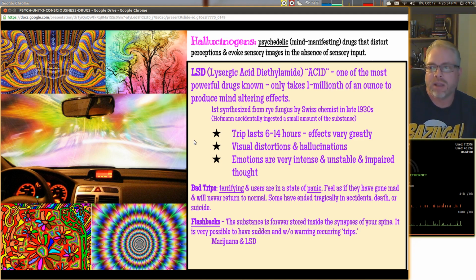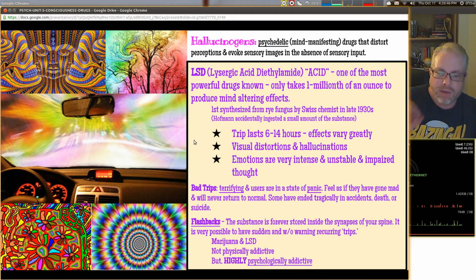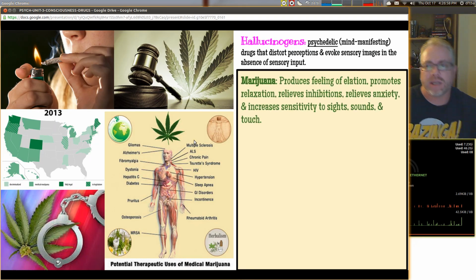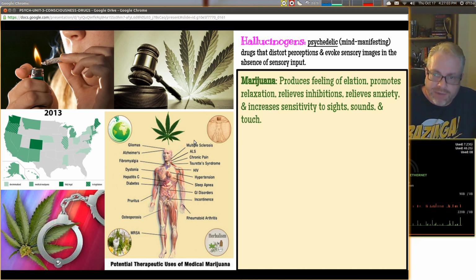The flashback is really crazy, that some of this LSD is stored in your spinal column, in the synapses there, and it can reoccur at any time and give you the same effects. Marijuana and LSD, not very physically addictive, but highly psychologically addictive. So these drugs are to be avoided. So let's look at hallucinogens in the category of marijuana. Psychedelic, mind-manifesting drugs distort perceptions and evoke sensory images in the absence of sensory input.